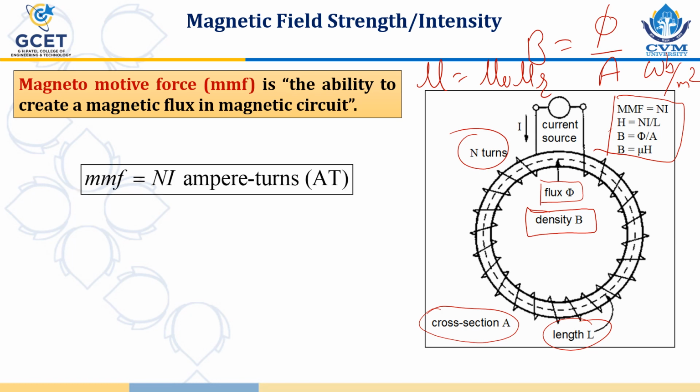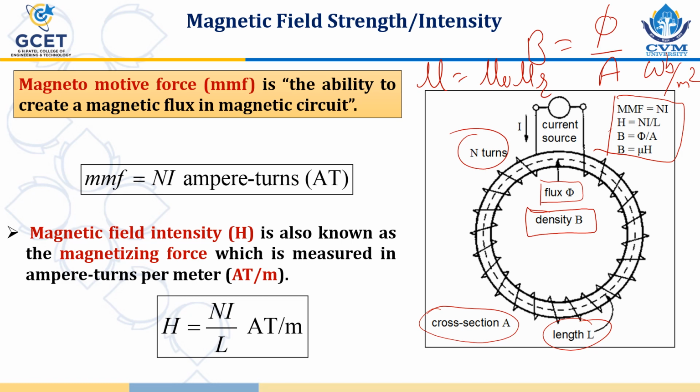Now this H is called magnetic field intensity or magnetic field strength. It is also known as magnetizing force. This is measured in ampere turn per meter and its mathematical equation is H is equal to N i upon L, that is magnetomotive force divided by length of the magnetic core, AT per meter.